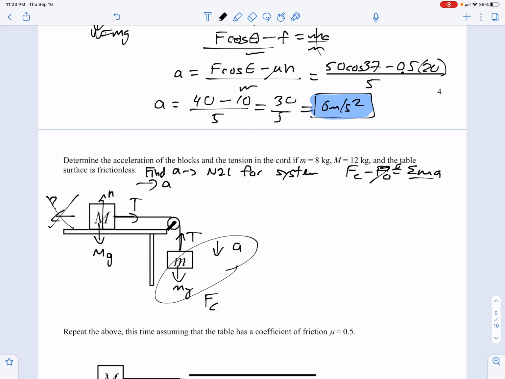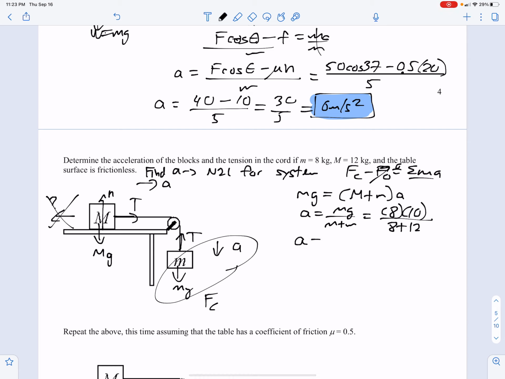So the causing force is going to be little mg equals the sum of the masses, big M plus little m, times a. Divide by the sum of the masses, and we have little mg over big M plus little m. Little m is 8, times g is 10, over the sum of the masses, which would be 8 plus 12. And we get 80 divided by 20, which is 4 meters per second squared.